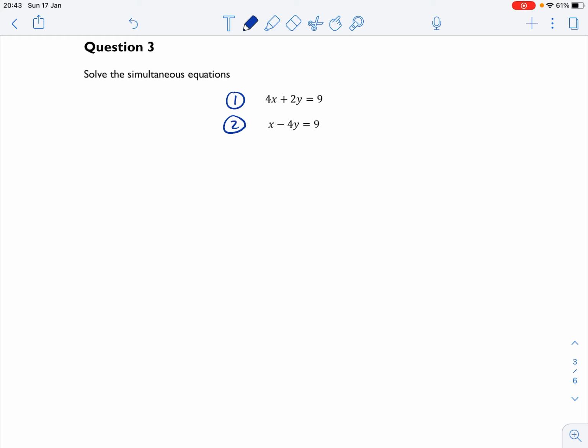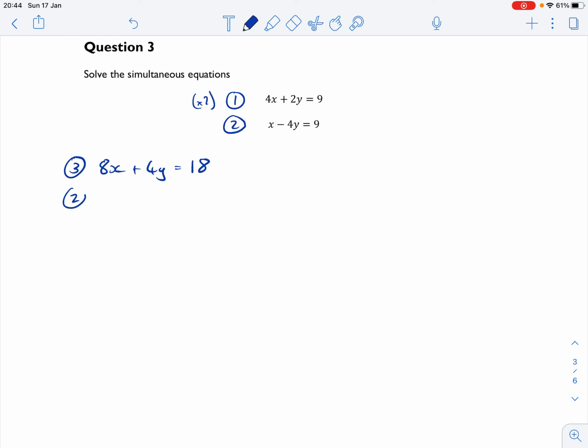So what I'm going to do is take this equation and multiply it by 2, as long as I do the same to both sides. Now because I've changed it, I'm going to call it equation 3. And I'm going to double it so we get 8x plus 4y is equal to 18. So I've just got to remember to double every single term.